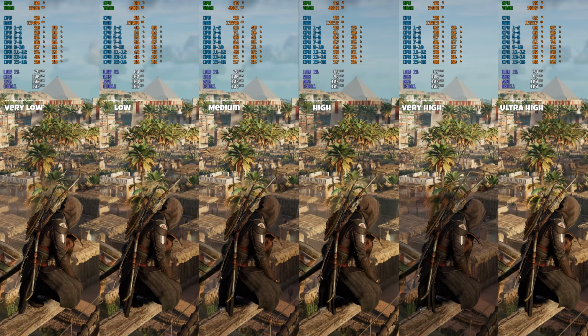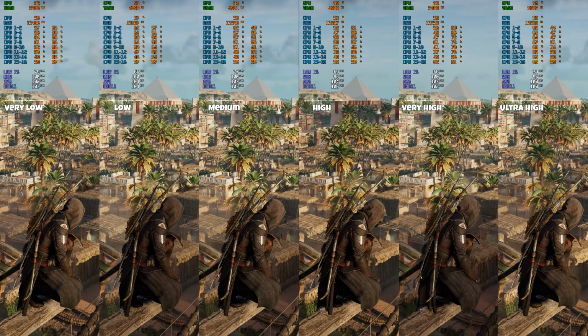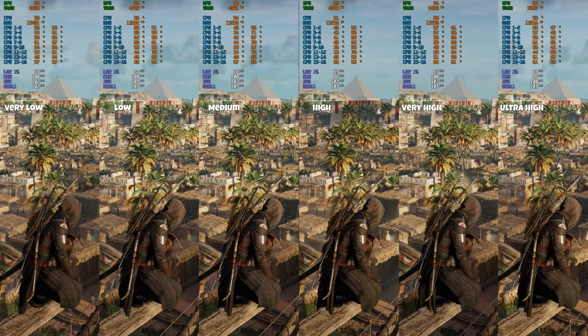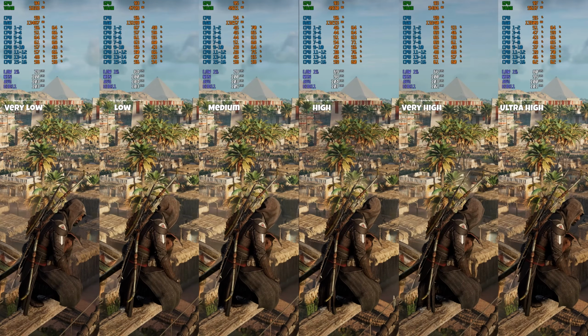I can notice that at very low, it looks like the palm tree has lost a lot of detail, whereas low, medium, and high, I cannot really see a difference. Very high and ultra high, I can also barely see a difference there, so for this one, I would recommend high. If you have VRAM problems, I'll also recommend going to high, considering that you lose about 500 VRAM usage. So that's also a positive, so I recommend high for everyone here.